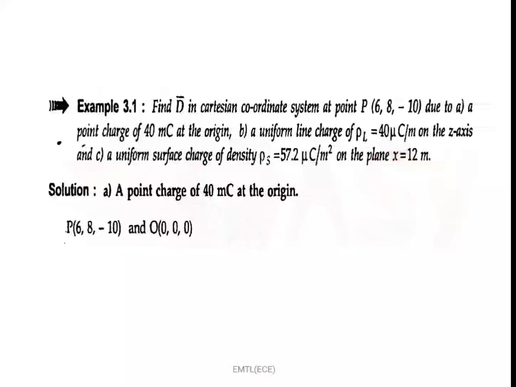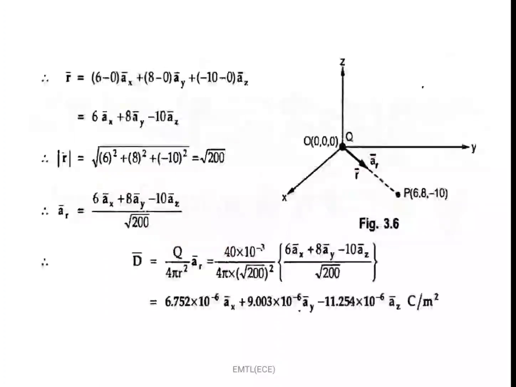So first we have to find the electric flux density D bar at a point P due to a point charge of 40 microcoulombs at the origin. That means here the point is (6, 8, minus 10), and the other point is the origin, that is (0, 0, 0). So the distance between P and O is indicated by the letter R bar. So this is the position of P and this is the position of the origin.